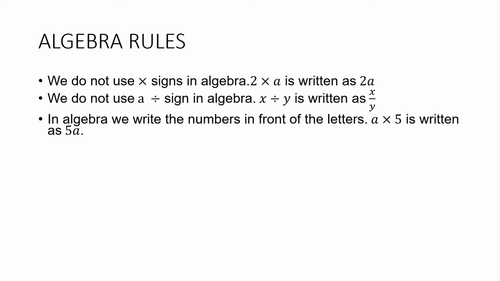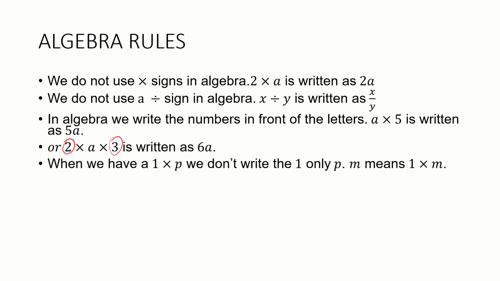In algebra, we write the numbers in front of the letters. So if you have a multiplied by 5, it is written as 5a. Or if you have 2 multiplied by a multiplied by 3, it is written as 6a. Note that for me to get the 6, I multiplied 2 with 3. 2 times 3 will be 6. That is why when I multiply 6 with a, it will give me 6a.